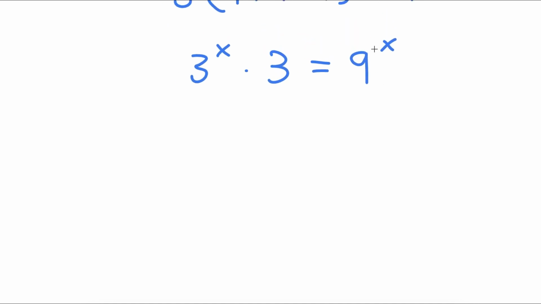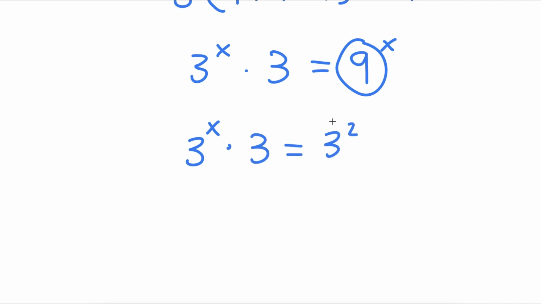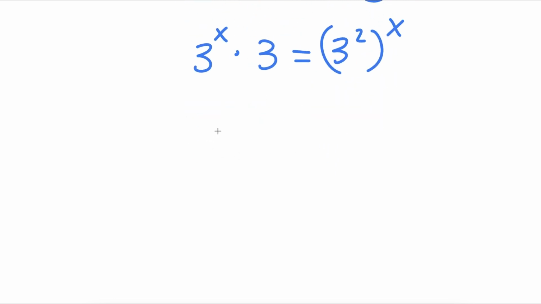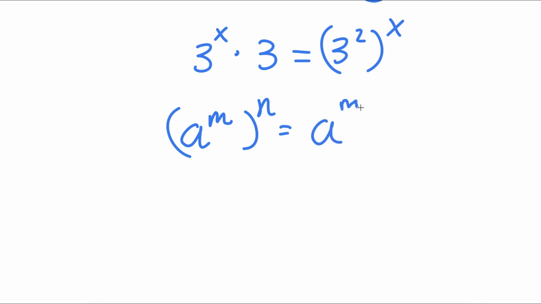Now, 9 here is the same thing as 3 squared. So now I have 3 to the power of x times 3 is equal to 3 squared to the power of x. And if I have something in the form a to the power of m to the power of n, this is the same thing as a to the power of m times n.